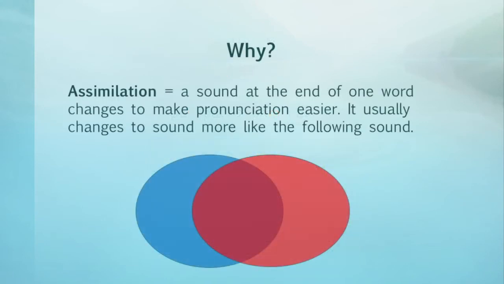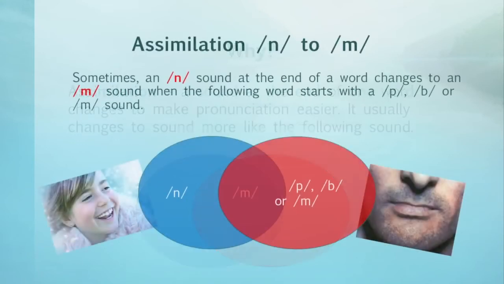So why does this happen? It's due to a feature of connected speech called assimilation, which is when a sound at the end of one word changes to make pronunciation easier. It usually changes to sound a little more like the following word. So here, the N in pen sounds more like an M sound: pem pal.